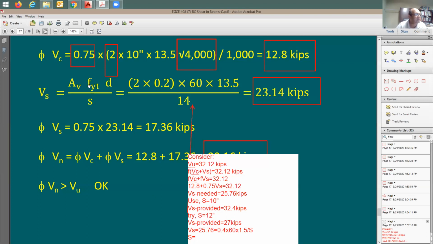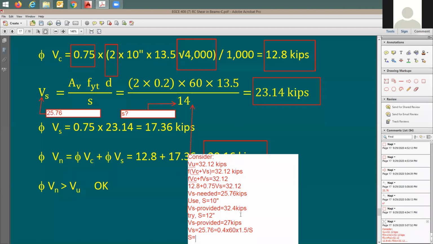I put in this equation as if I added a number here, said, let me put here this VS to be equal to 25.76. And I said, how much would I get here for the spacing? What was the spacing out of this equation here? So everything is going to stay the same except for S. The spacing would become 12.57.